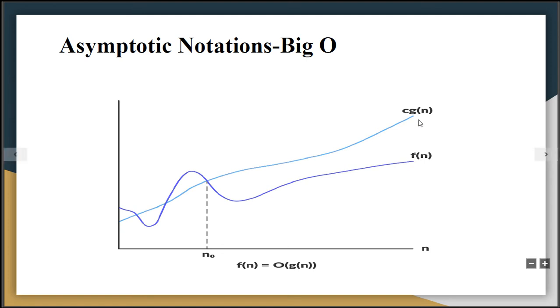Depending on the comparison between f of n and g of n, we will try to identify which particular asymptotic notation is applicable for its time complexity. Now we will think about big O. When we can say the particular algorithm is having the calculation big O.